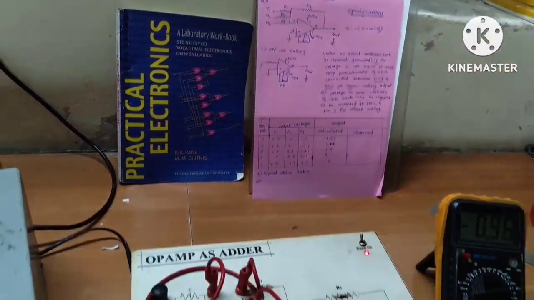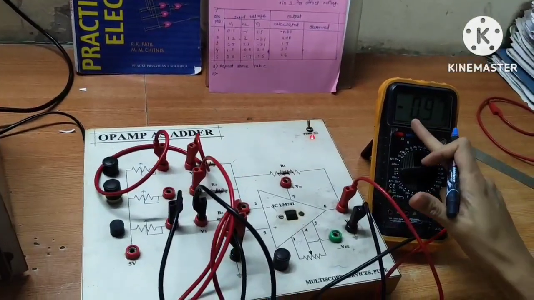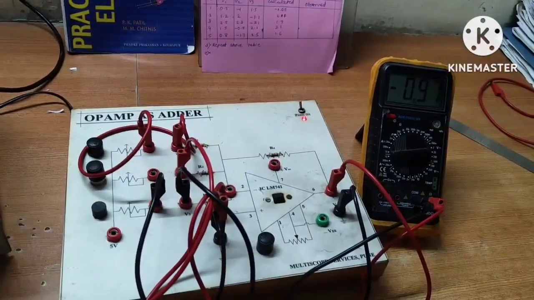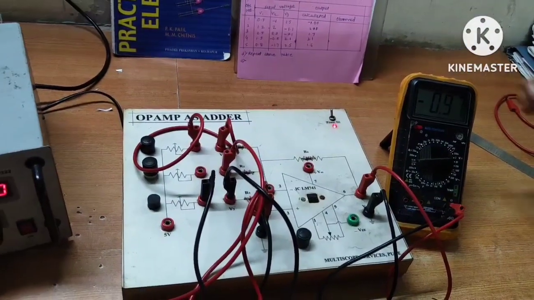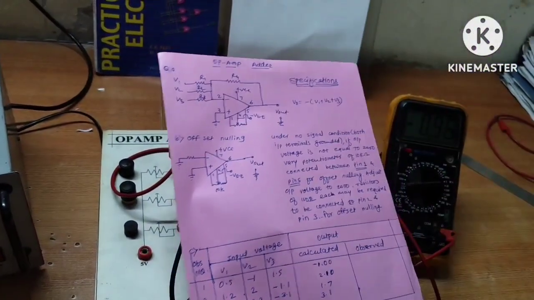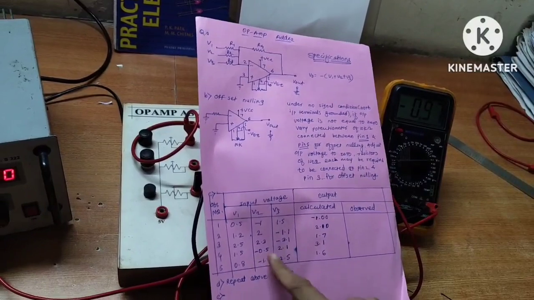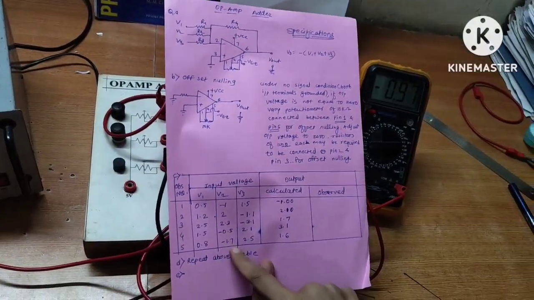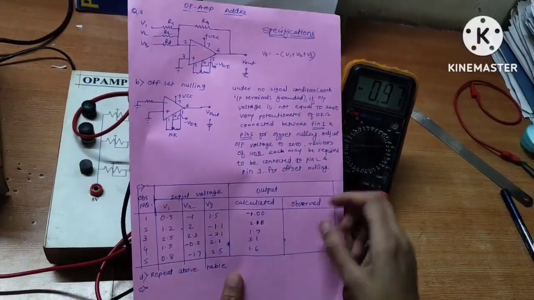And what about this observed output? This is -0.97. Students, in this way you can check for other connections by giving different combinations, including one negative voltage for each combination of all these three.